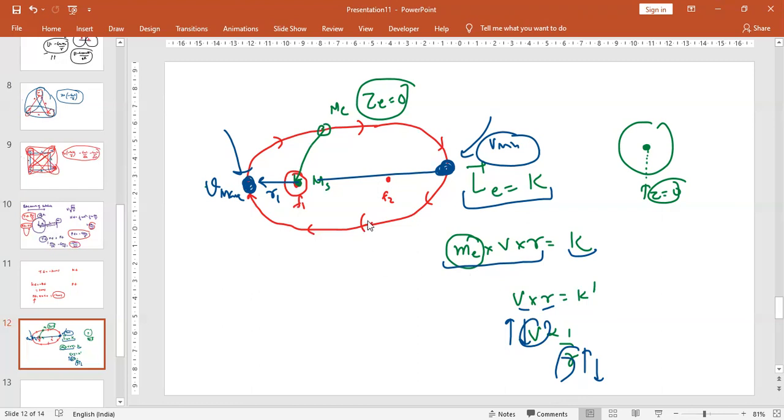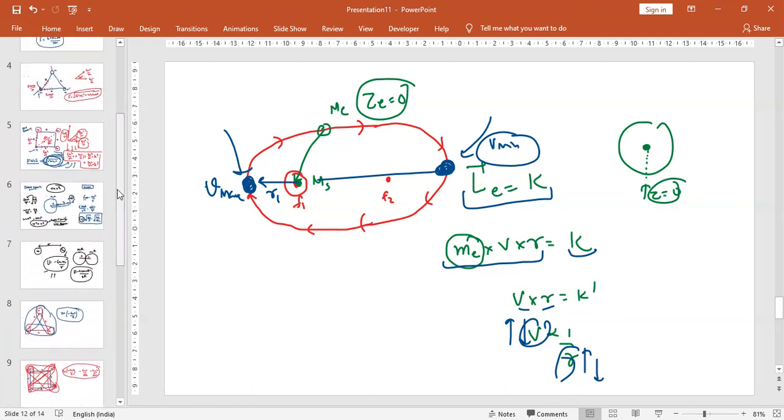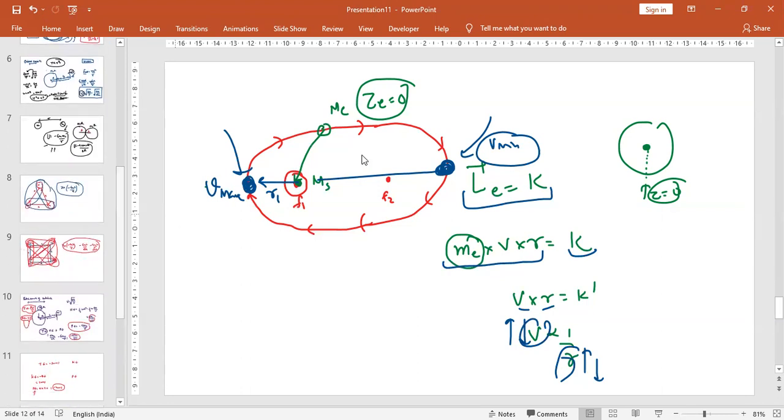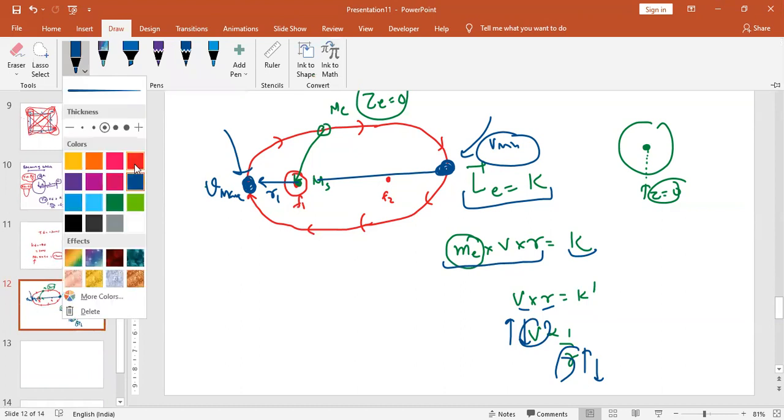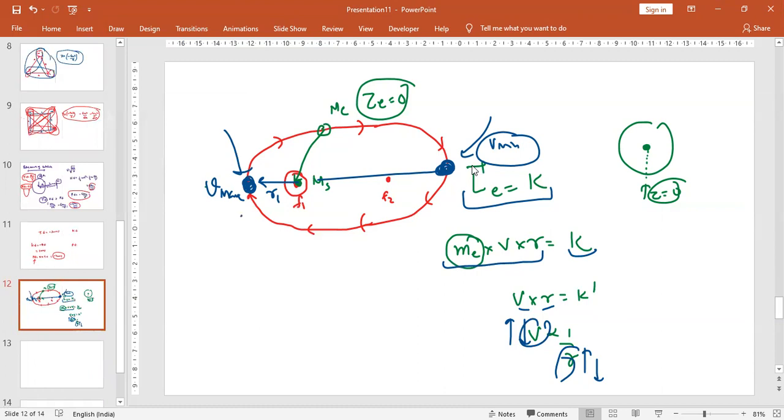Okay, so for Kepler's laws, we have already covered the law of time periods. This is Kepler's law for areal velocity, which says that the angular momentum of the earth remains constant with time. The reason is the net torque acting on the earth is zero, so angular momentum will be constant with time.